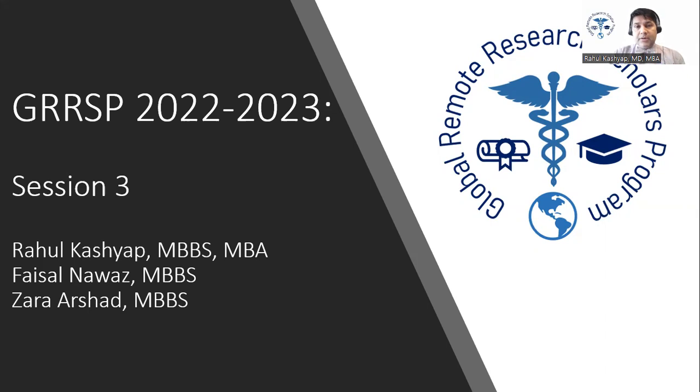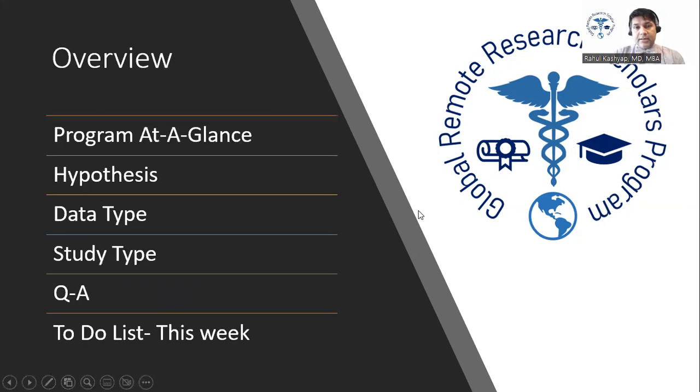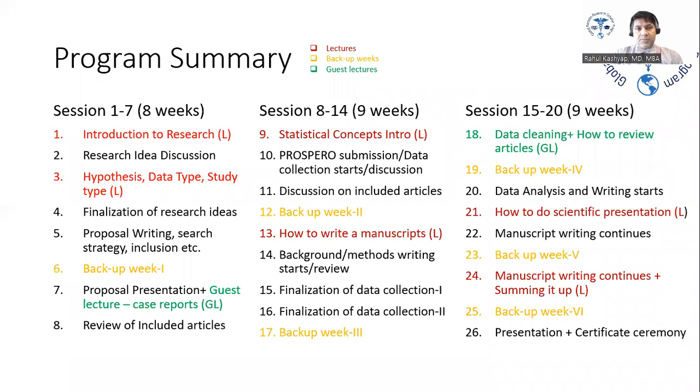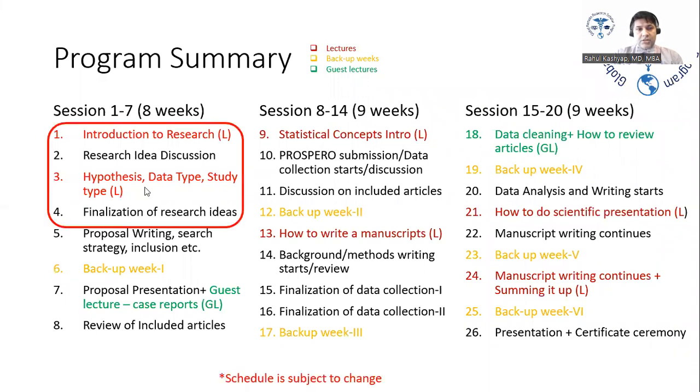I'll be talking today about different study types and research questions. Following where we are in the program, we'll cover how you create a hypothesis, data type, study type, and then some Q&As and maybe a to-do list at the end. You might have seen this if you're already part of GRSP in a different session. We are focusing on this area, and you have had at least a couple more lectures and guest lectures already.